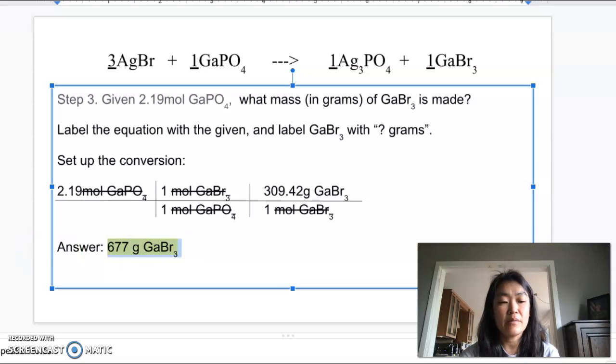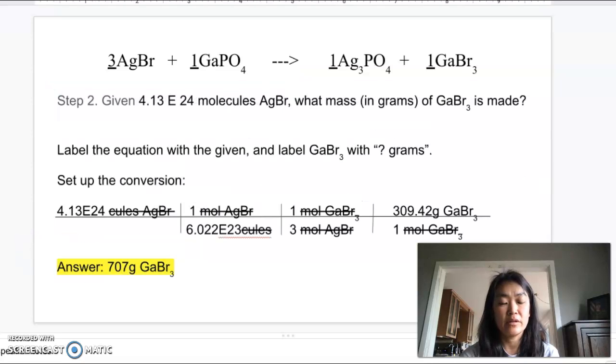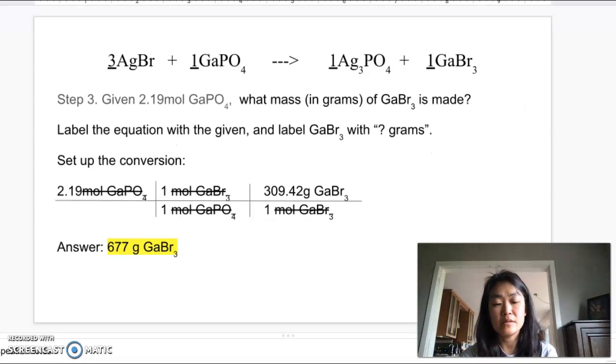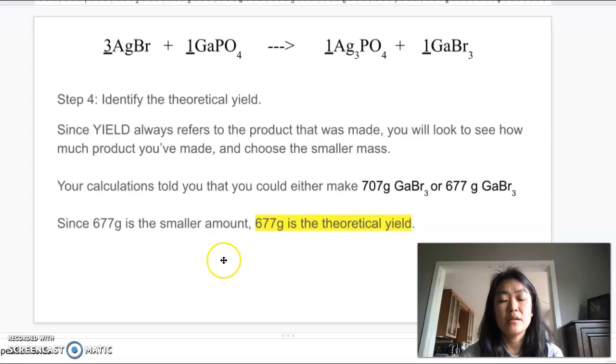So the last time you calculated it, back on our last calculation, we had 707 grams of gallium bromide. And this time we have 677 grams of gallium bromide. So you're going to compare those two numbers, the 707 to the 677. This allows us to answer the next question, which says identify the theoretical yield.